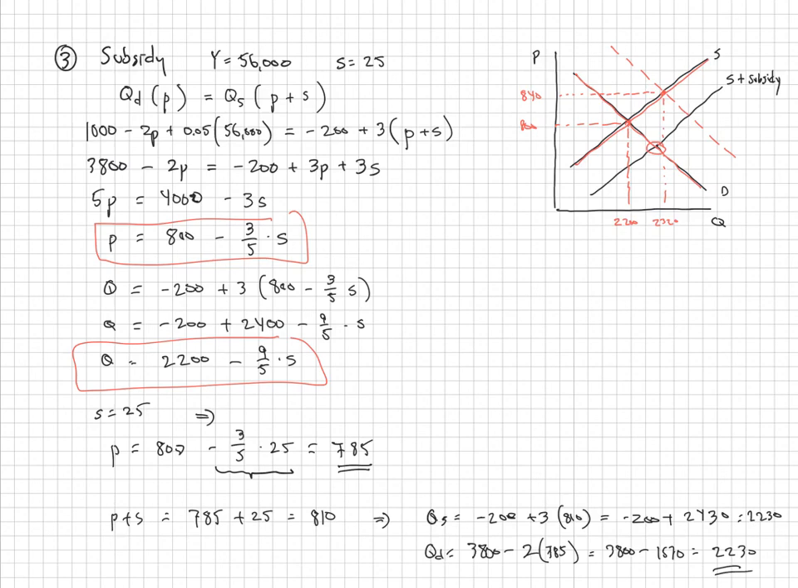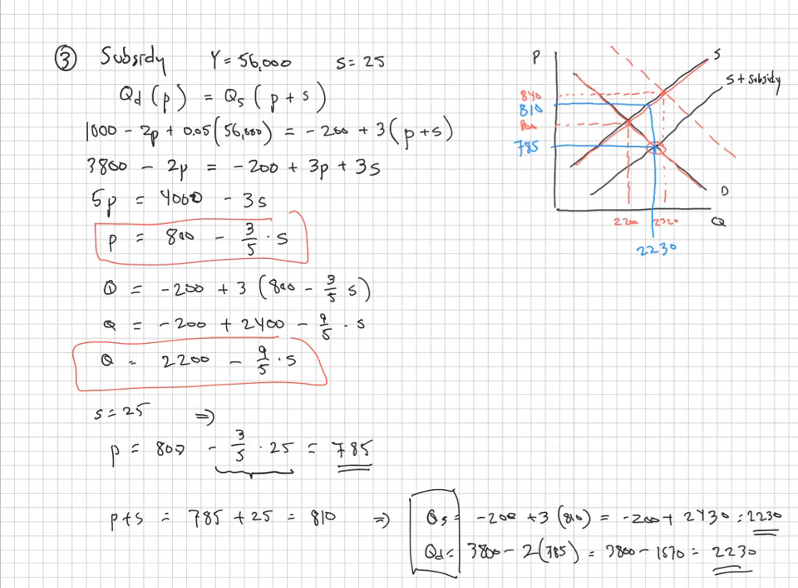All right, so now these two match up, which we know must be true in equilibrium, because equilibrium is where quantity demanded equals quantity supplied. So we have here then, notice in blue, our quantity is 2,230. Our price paid by consumers is 785, but the price received by producers is 810. So now you can see how it shows up in our diagram as well.